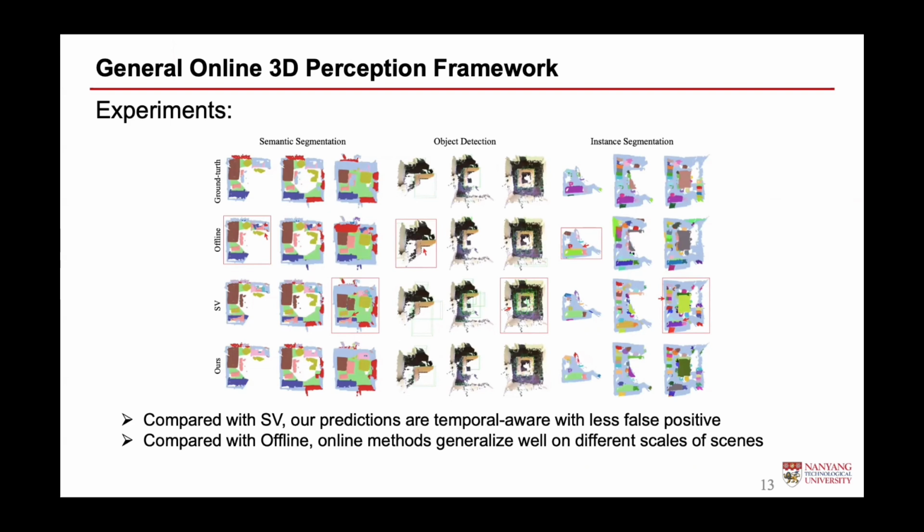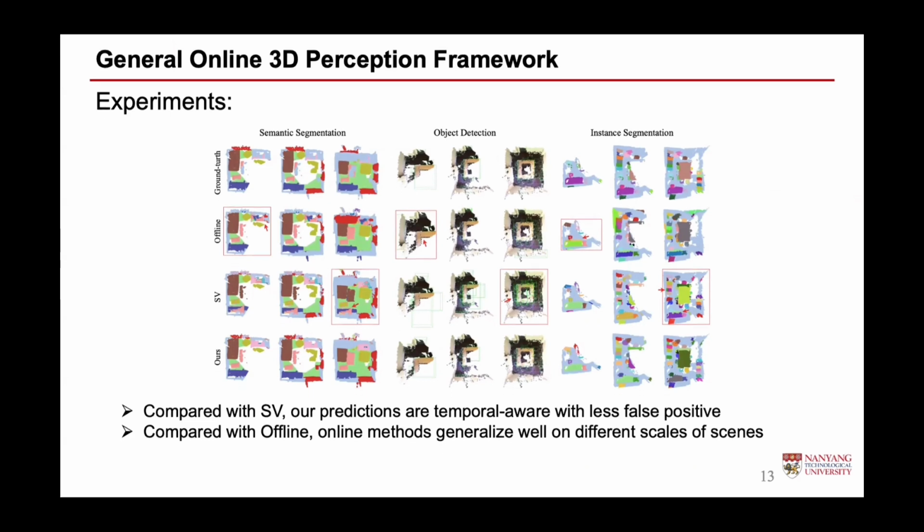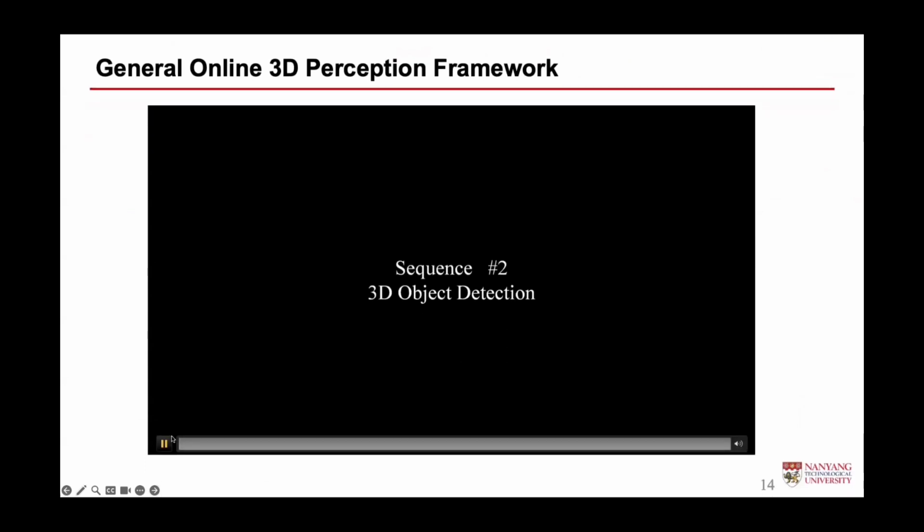And compared with offline, as I just said, our method is trained with a different completeness of the point cloud. So it has higher generalization ability to different scales of scenes, for completed scenes, for incomplete scenes, for partially completed scenes. Okay, this is a video demo for this one.